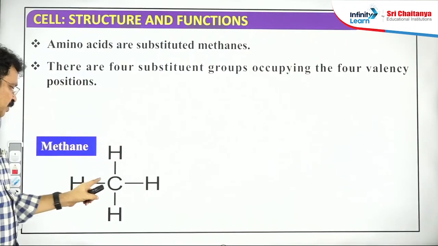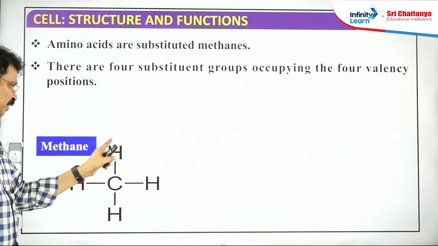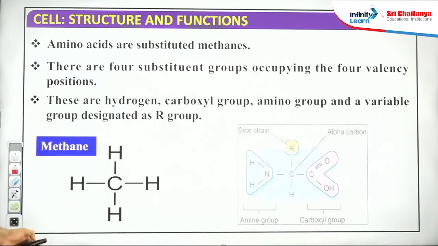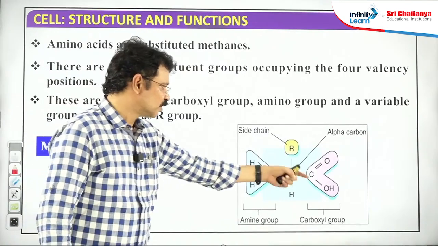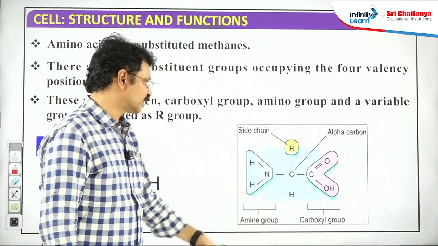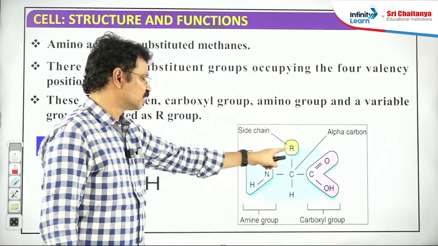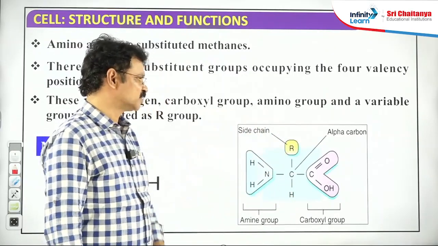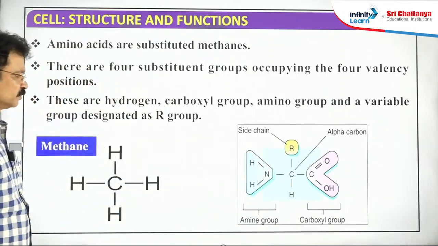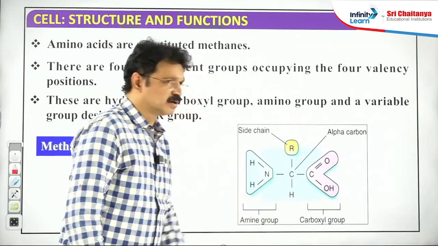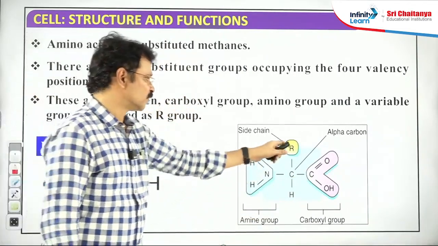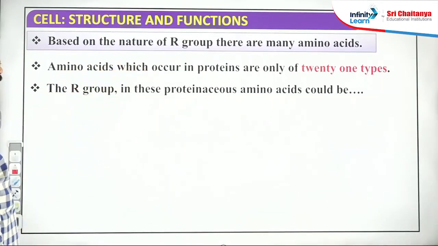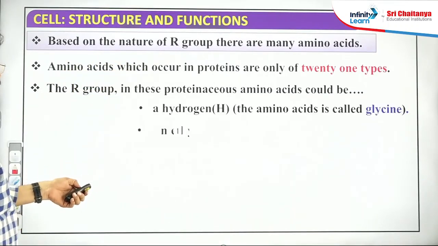At one position the amino group, at another position the carboxylic group, the hydrogen atom is common, and the alkyl group differs from amino acid to amino acid. The alkyl group is a larger group when compared to the remaining 3 groups, the bigger one. These 3 groups are the same in all amino acids, but the alkyl group is different. Based on the nature of the alkyl group, different types of amino acids are there.